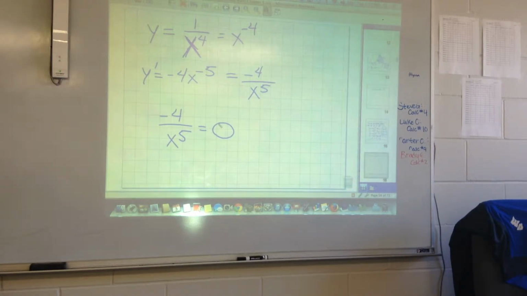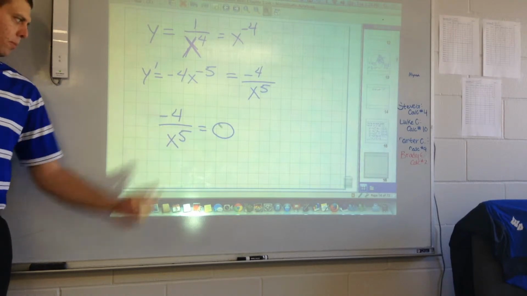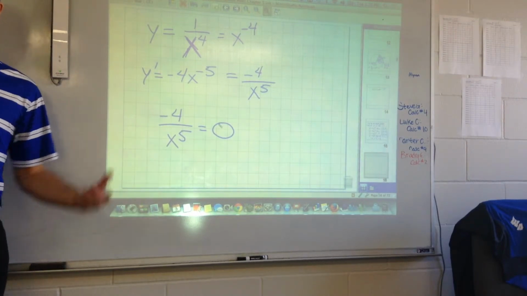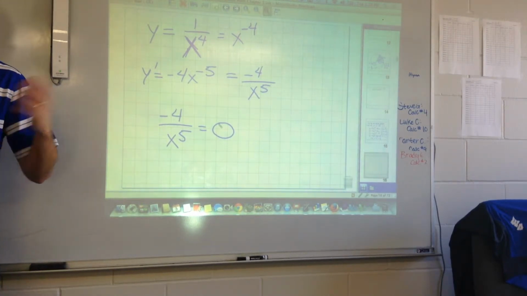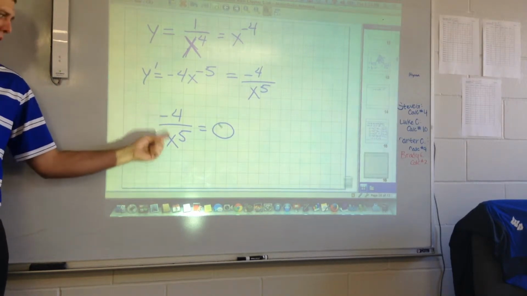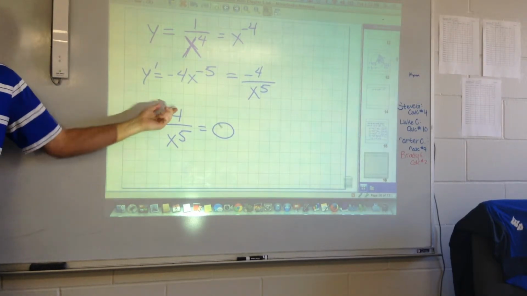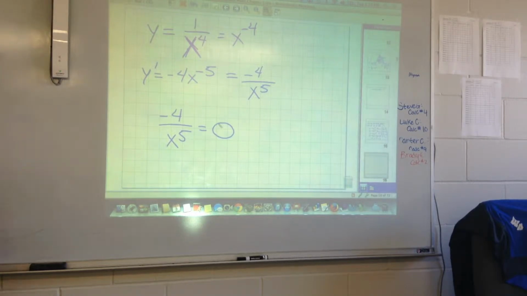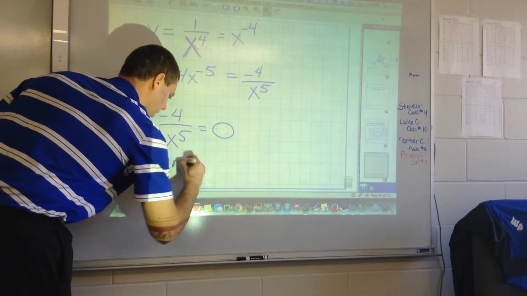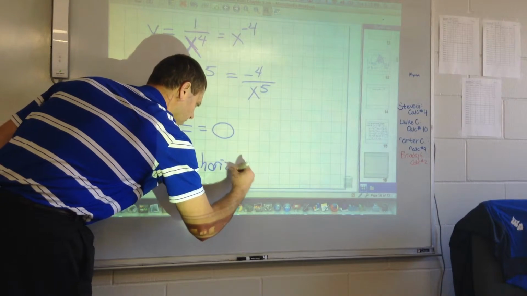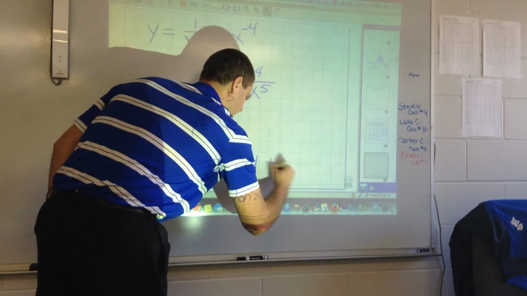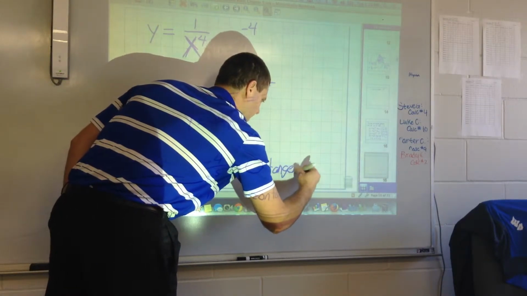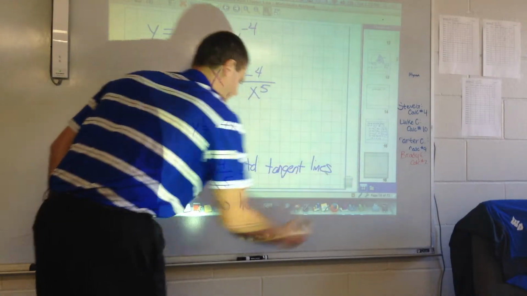Isn't it never equal to 0? Because you can never get the top equal to 0. You can multiply both sides by x to the 5th, but that's not going to help you. There's going to be no solution to that. You'll have negative 4 equals 0. Also, negative 4 divided by something will never equal 0 because you have a negative 4 on the top. So that basically means there are no horizontal tangent lines. Can I put no solution? No horizontal tangent lines.